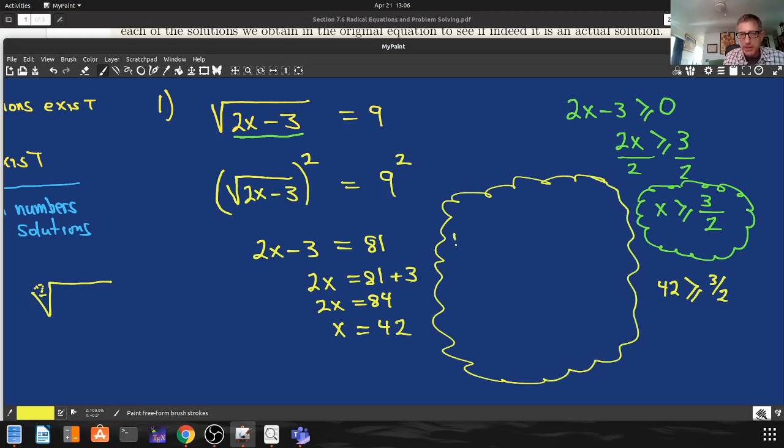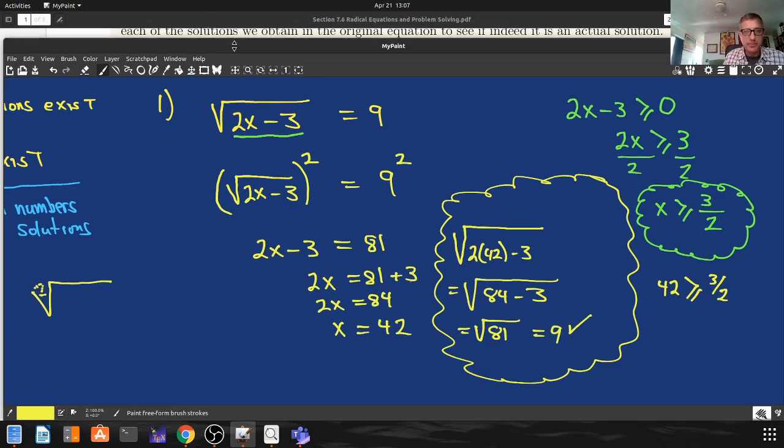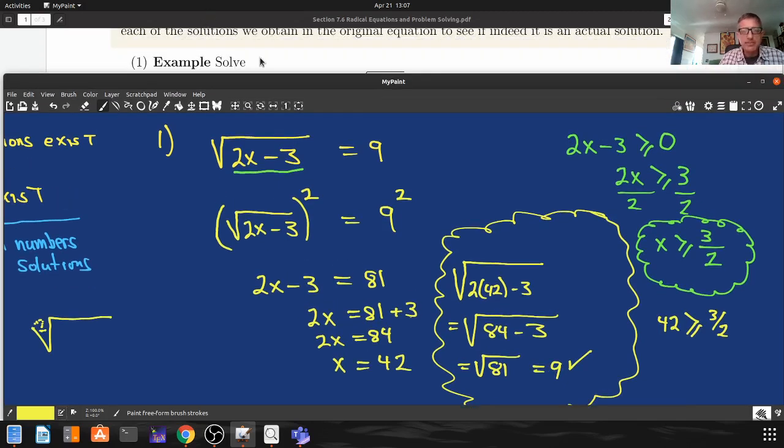So let's go back to my original equation, and let's put 42 in for x. So that gives me 2 times 42 minus 3. Well, that's equal to the square root of 84 minus 3, which is equal to the square root of 81, which is equal to 9. So it checks. So x is equal to 42 is our only solution. So let's look at another one.